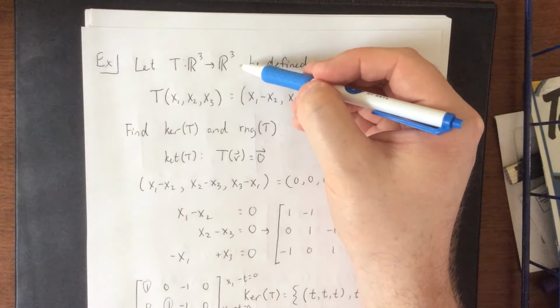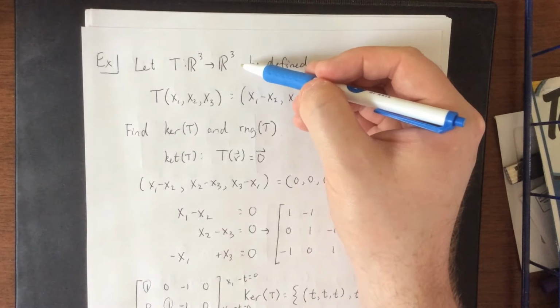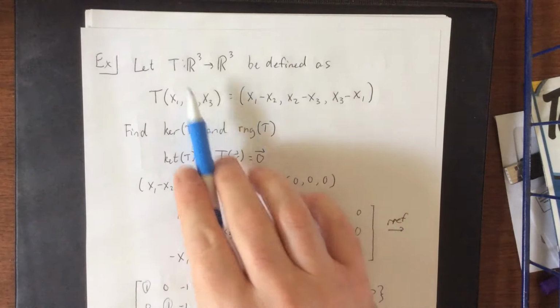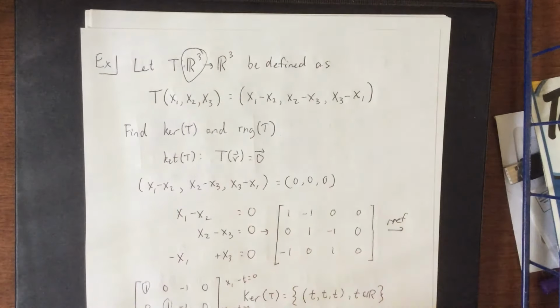Wait, codomain? Domain. Oh no, they're both 3. I'm going to have to look it up in the book. Let's see. Number of columns. And the reason that we had 3 columns is because we had 3 variables. Domain! It's the domain. Yes. I am more sure of it now. Hooray!